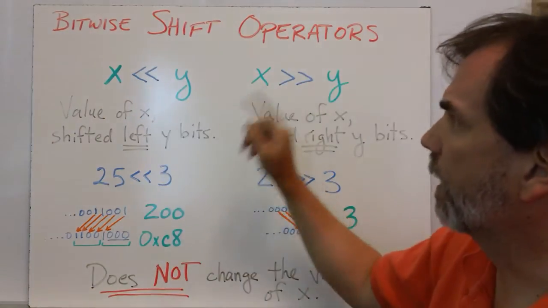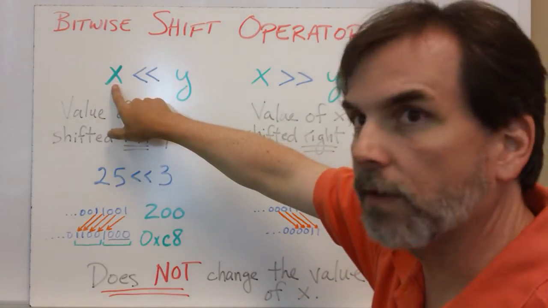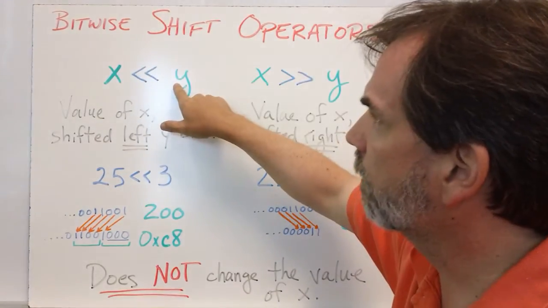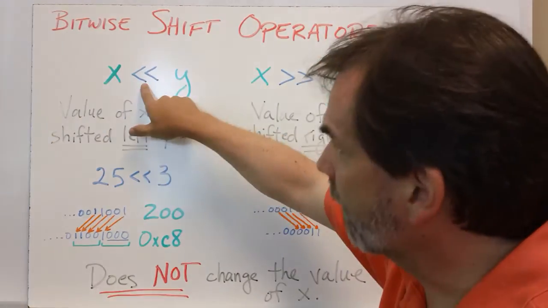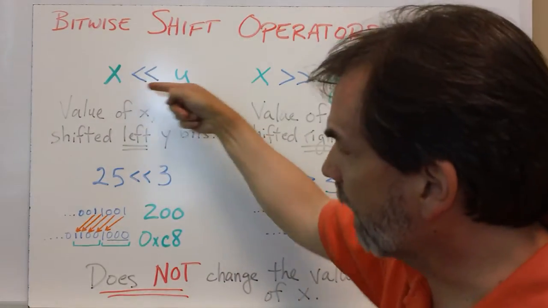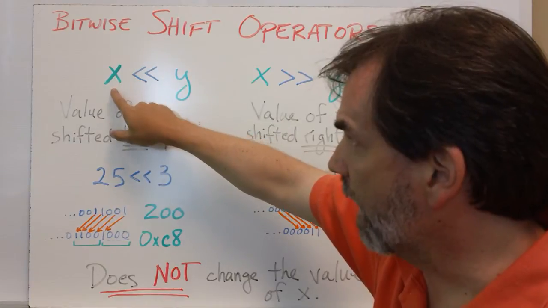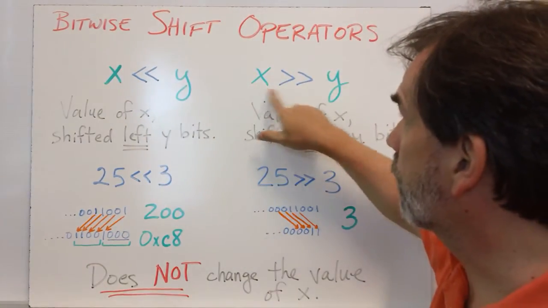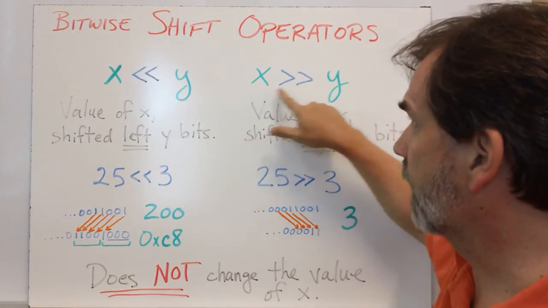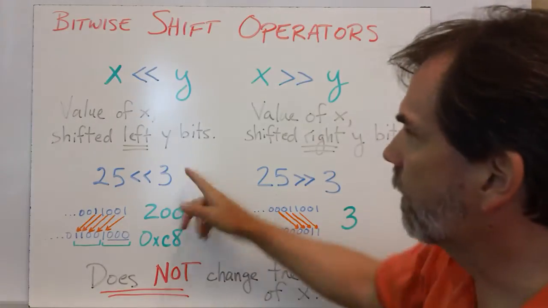So the shift operators take two operands, and we take the value on the left and we shift it by the number of bits specified on the right. So with the left shift operator, the little arrows are pointing to the left, this represents the value of x left shifted y bits. The right shift operator takes the value of x and shifts it to the right by y bits. So here's some examples.